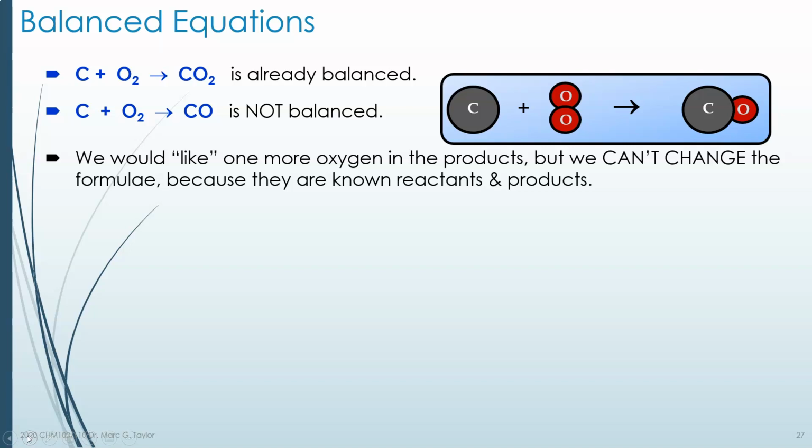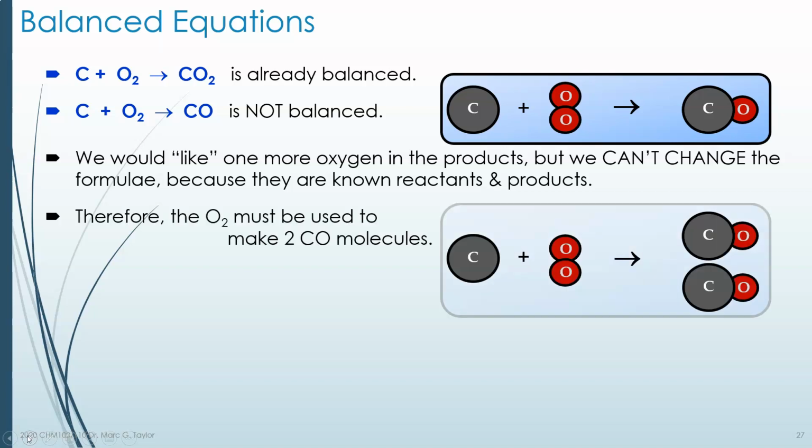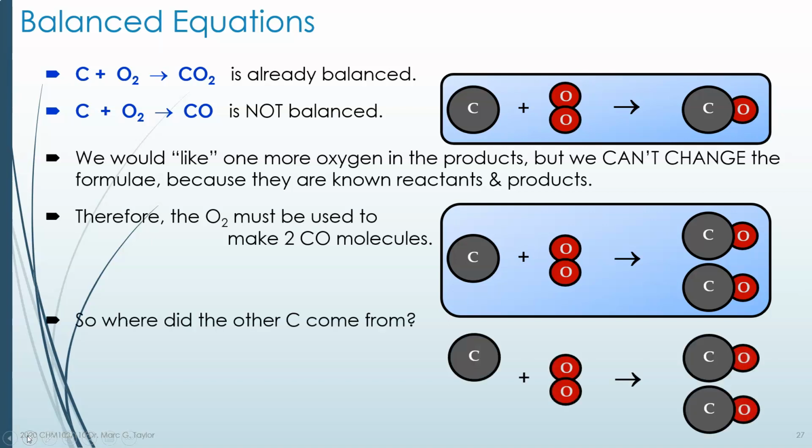Well, we can't just add an extra oxygen or change the formula of CO to CO2. That doesn't go with the rules. Instead, we can say, all right, we're not producing 1 CO molecule, we're producing 2 CO molecules, and that fixes the oxygens. We have 2 oxygen atoms on the left and 2 on the right. Unfortunately, that now messes up our balance of carbon atoms. We only have 1 on the left and 2 on the right. So how do we fix that? Where do we get that extra carbon from?